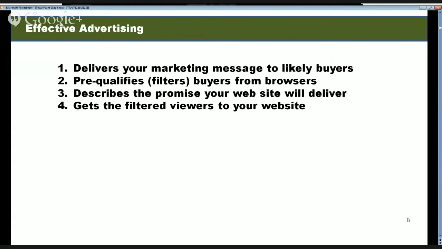So you want to make sure that you deliver your marketing message, you sort out the buyers from the browsers, you get them to your website, and the website actually delivers what you promised in the ad.